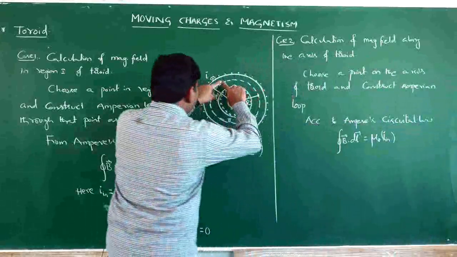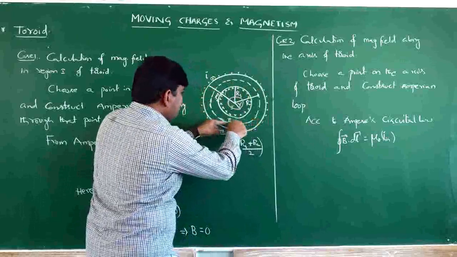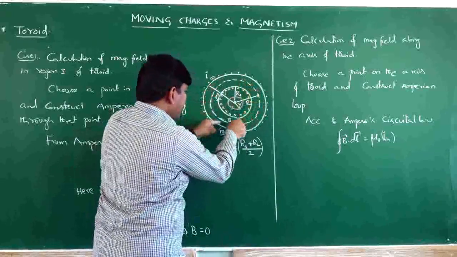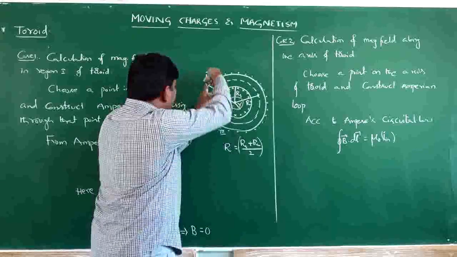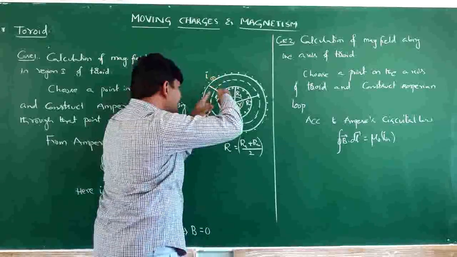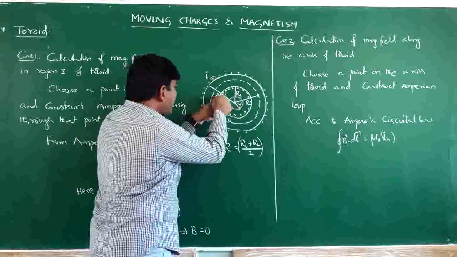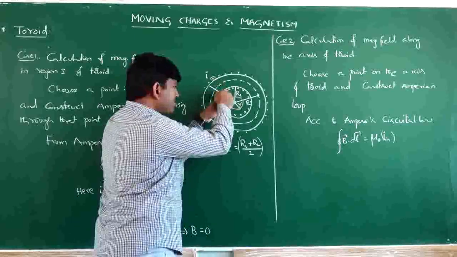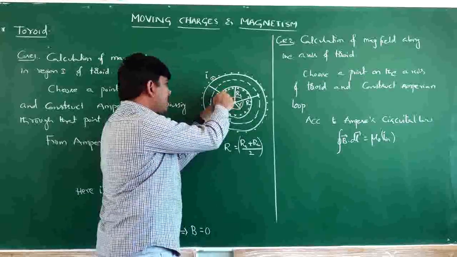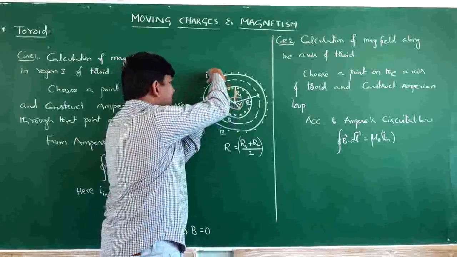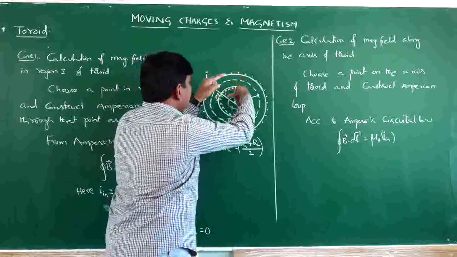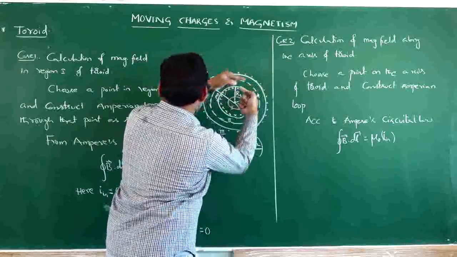This dotted circle is the Amperian loop. Inside this, how much current is there? If you see here, here current is coming out of the board and here it is entering into the board. 1 into says that I current is going into, 2 into means 2I current is going into, 3 into means 3I current. Suppose here 3 turns are there: current is 1 turn, second turn, third turn, fourth turn, like this.